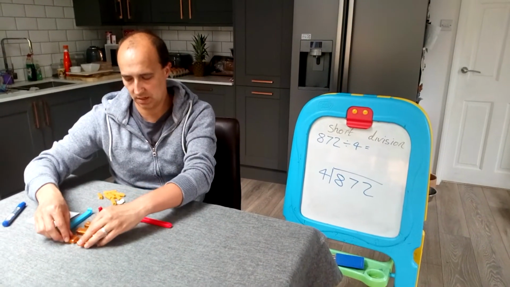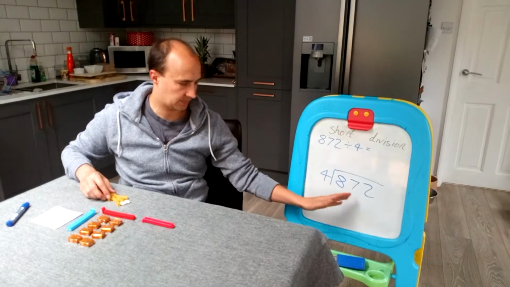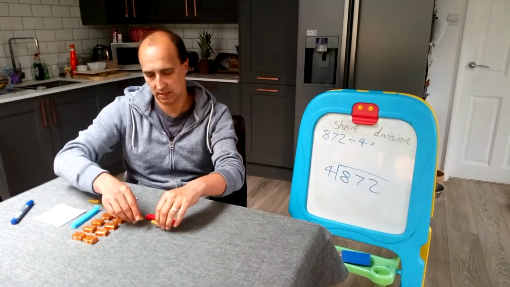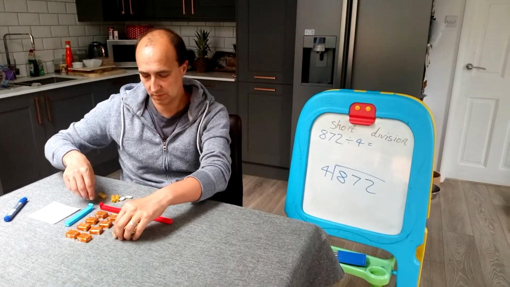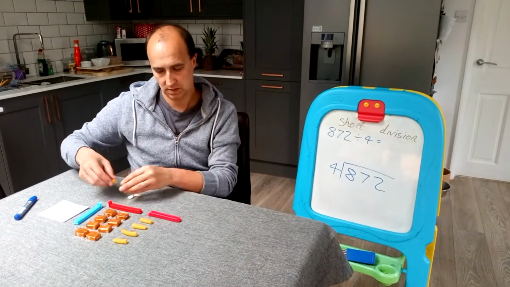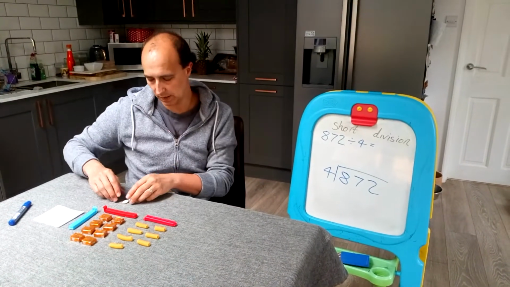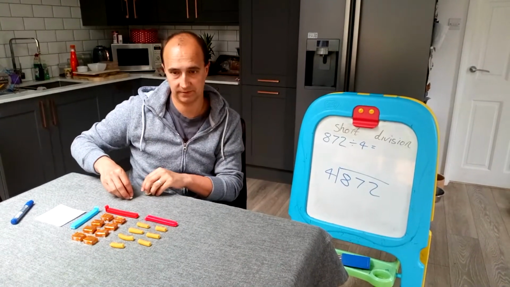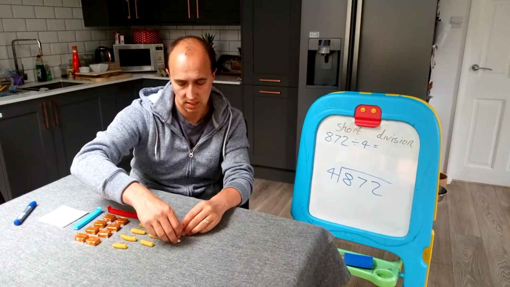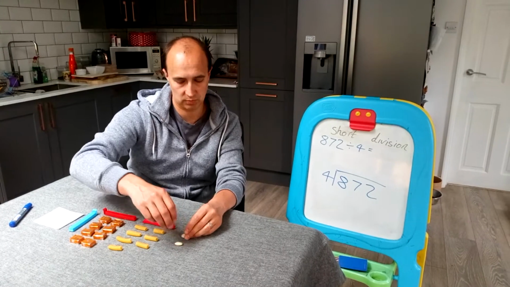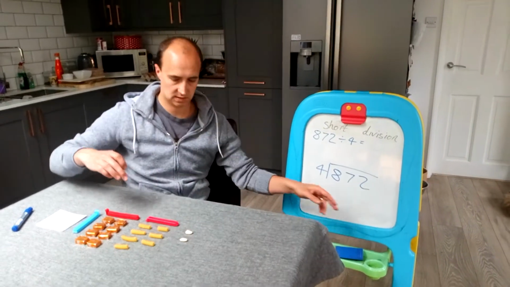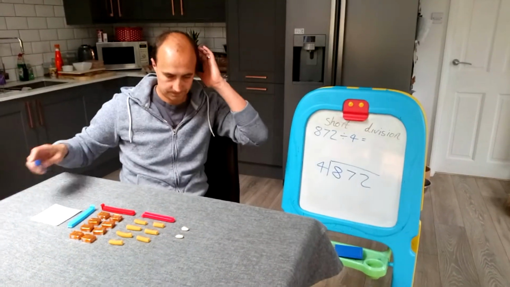Okay, so there's my 800, and then I'm going to make my 70 with my pasta. So again, I'm putting them in groups of 4, and as you can see here, I can't quite share them out equally, so there's going to be a bit of exchanging to go on. And there I've got the same issue with the ones. I've only got 2 ones and I can't share them out equally.